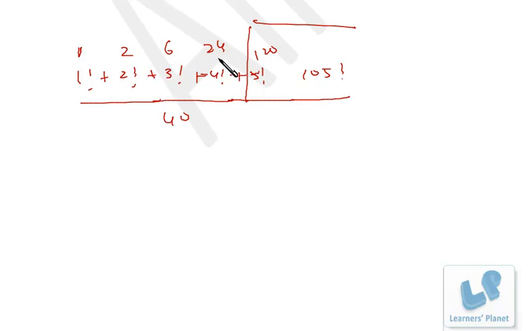Okay. So till here the remainder is 24 plus 6, 30, 32 and 1, 33. Right. So it's very simple. If this expression is divided by 40, the remainder will be 33.